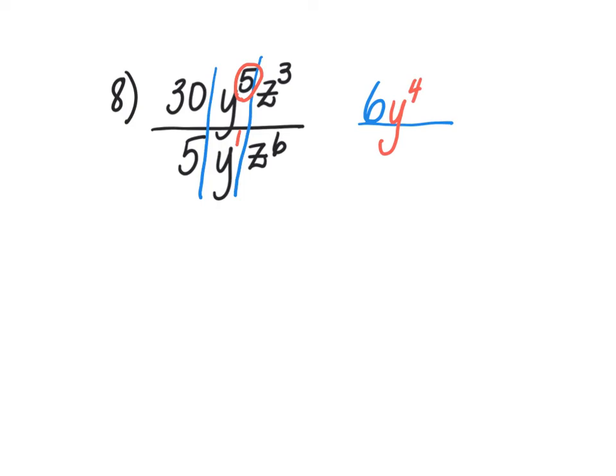All right, where do I have more z's? I have more z's on the bottom, so I need to write the result for the z's on the bottom. 6 take away 3 is 3. And again, they're going to go on the bottom.